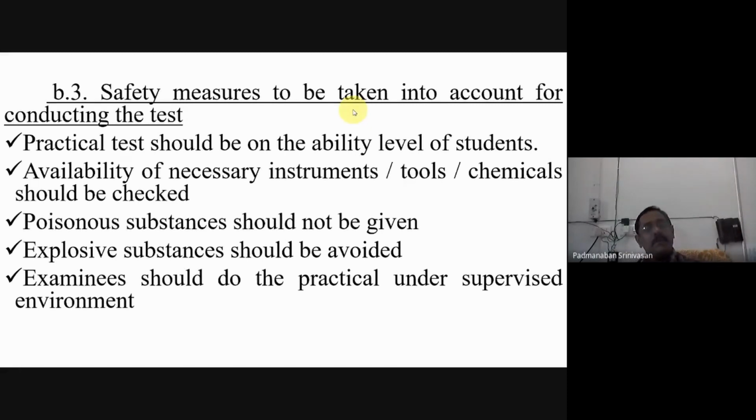In this we have five points, and we'll see them one by one. Practical sheets should be at the ability level of the students. Suppose it is allotted for 12th standard, then it is for the 12th level only. For example, what type of salts have you done in 12th standard? It has one acid radical and one basic radical in 12th standard. What have you done in your UG program?